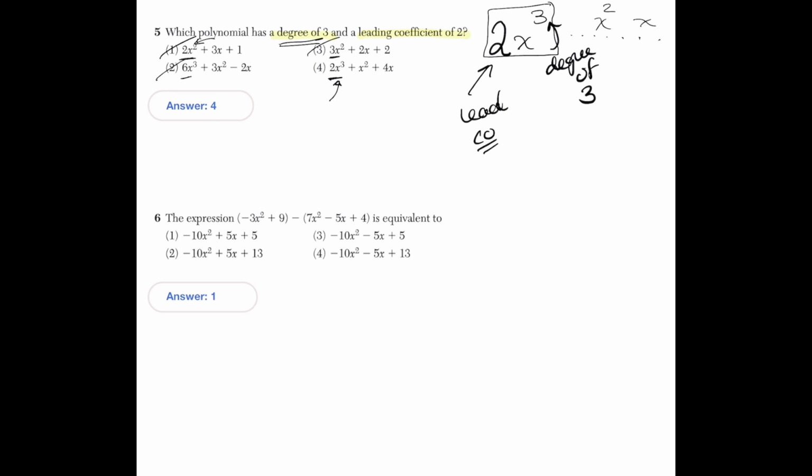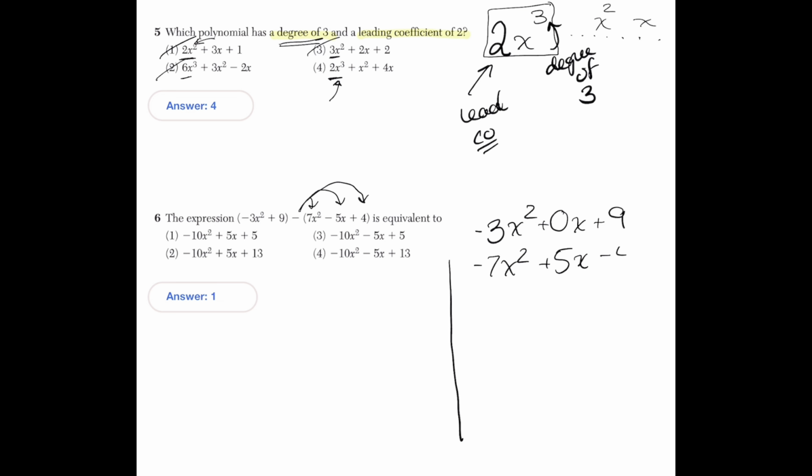And in this one, we're looking for which expression is equivalent. Now notice here, I honestly don't even look at the choices yet. Instead, I'm going to do the work. And I kind of want to show both ways. I'm going to show a stacking way and a distributive way. They're both really distributing, but the form is a little different. So I'm going to start with the first set. Negative 3x squared. And I see plus 9, so I'm going to put 0x plus 9. And on the bottom, I'm going to distribute my negative sign, my negative 1. So I have minus 7x squared plus 5x minus 4.